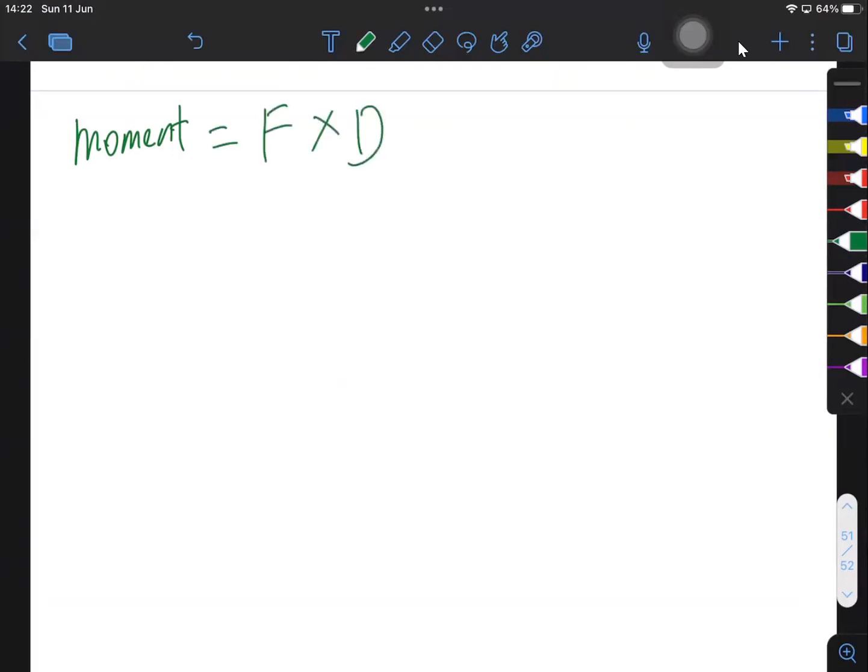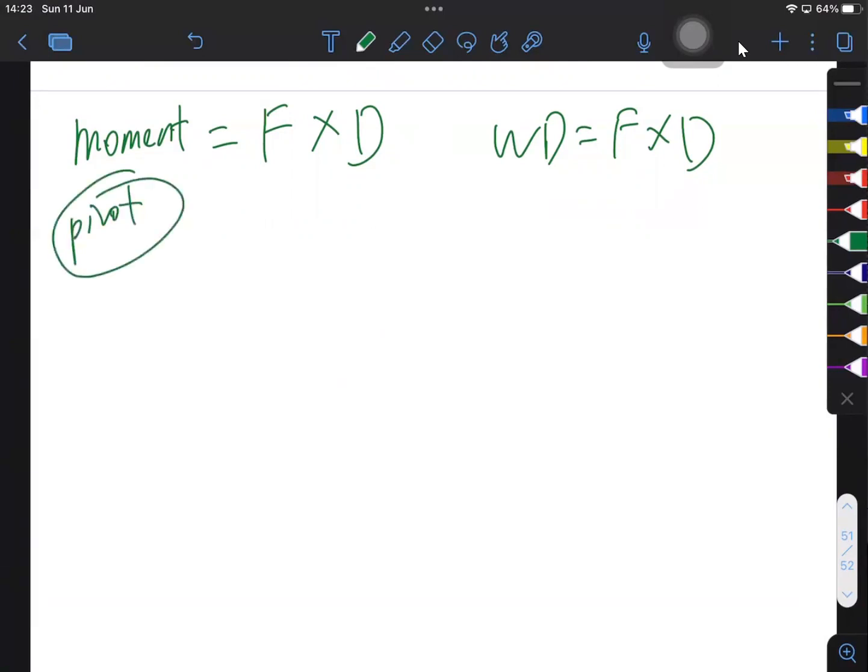What's the difference between moment and work done? Formula for work done is force times distance, right? What's the difference? Okay, both of them could be displacement or distance. And then what else? Moment definitely has to do with pivots, right? As soon as you see the word pivot, you know for a fact that they're testing you on moments already. But what's the difference?